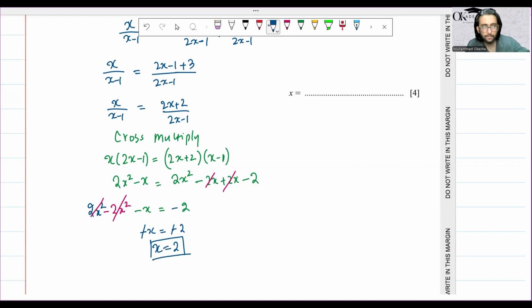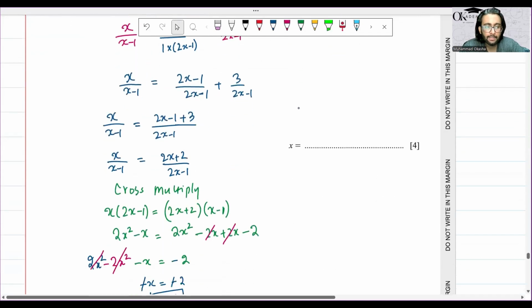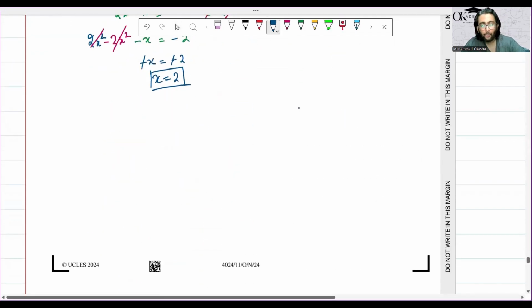If you know a better way to do this, you can. That's how I do it. Okay, so x is equal to 2. And that's how we are done.